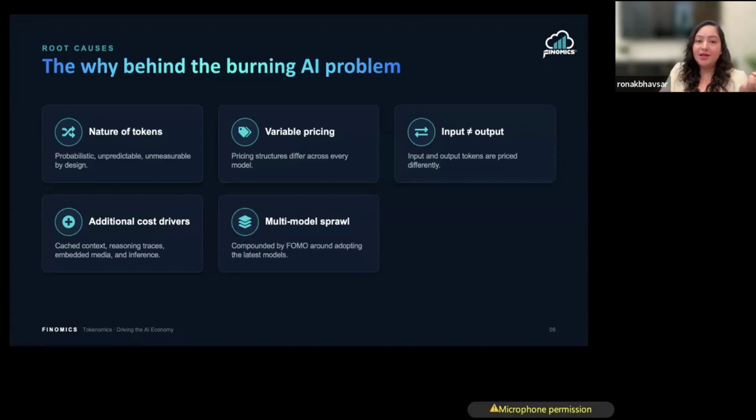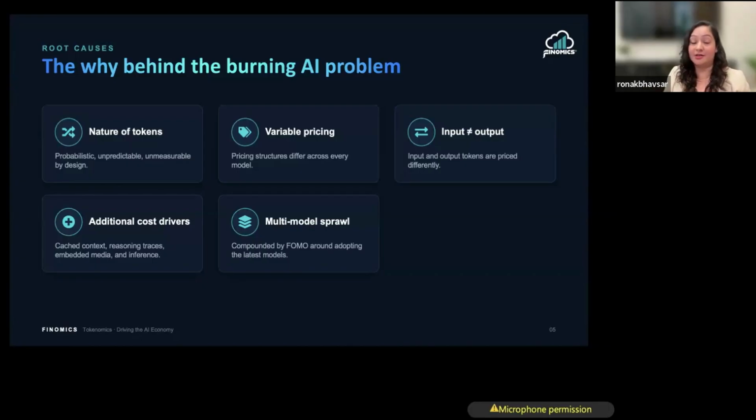Multi-model sprawl, right? As engineers, we have this fear of missing out. As soon as there is a new model out, we want to try and explore. It's an instinct, I would say. We all go through that: hey, there is something latest in the market, I want to give it a try. And the models are coming out every day, right? There is always a newer, better version available, and we want to try. We end up trying before understanding how it's going to change the cost, right?